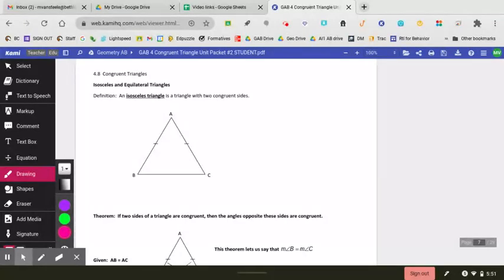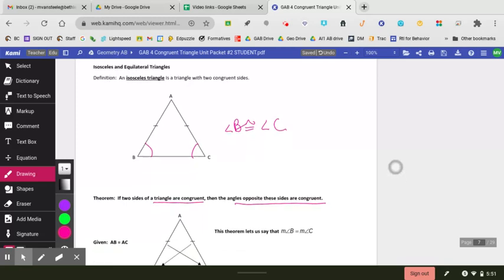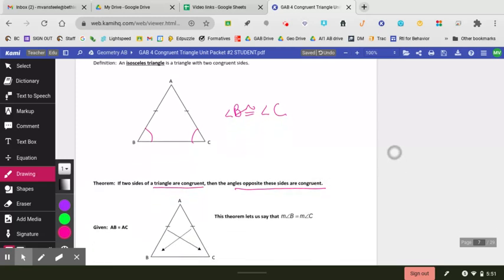So we knew that earlier. Theorem: if two sides of a triangle are congruent, then the angles opposite those sides are congruent. So in my triangle up here, I have it labeled that AB and AC are congruent. So since that's a triangle, that means that angle B is congruent to angle C, because in an isosceles triangle, the angles across from the congruent sides are always congruent.